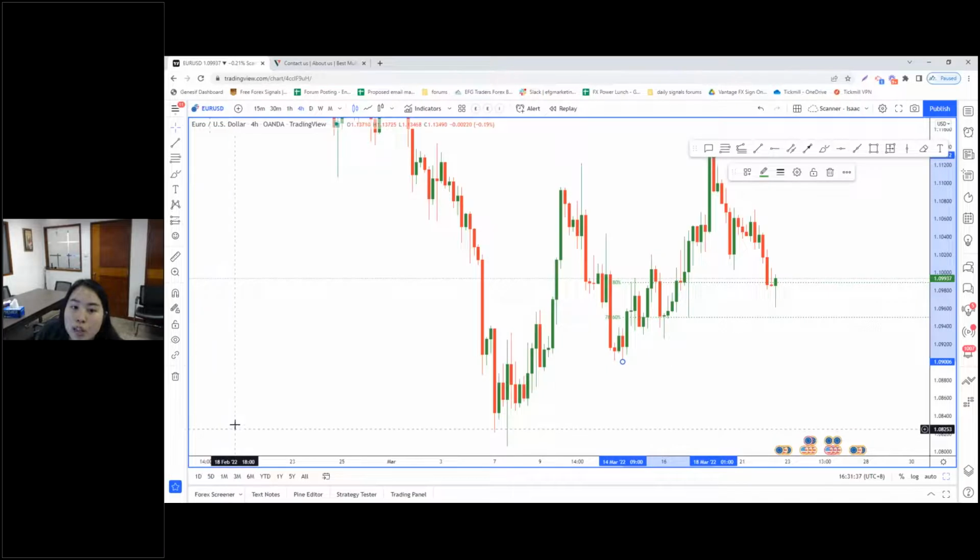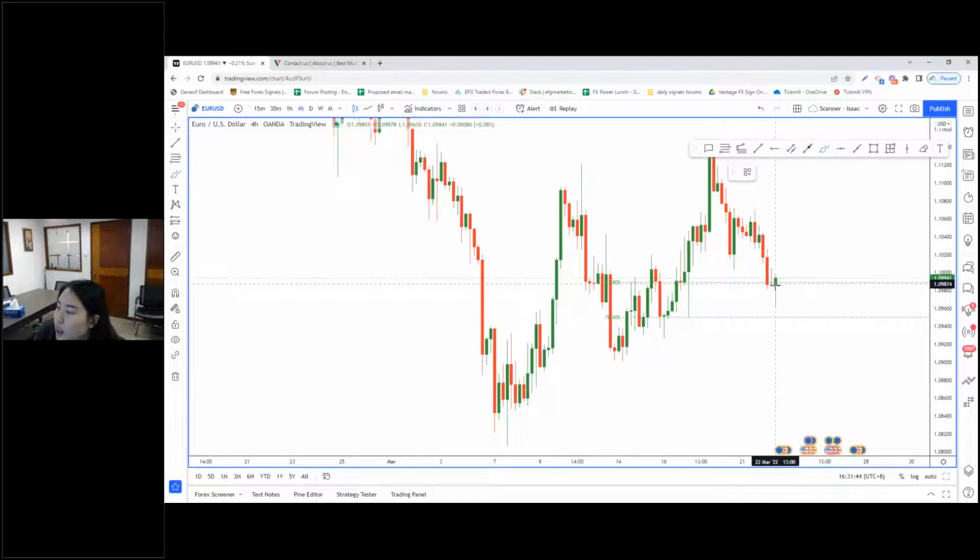I see a lot of you answering 78.6. I would say 61.8 is still kind of relevant. Why I would say it's kind of relevant is because I do still see a lot of rejection going on here. So it may be a possibility that price is just coming here and then shooting up. I don't know yet for sure. But right now it doesn't look like a very strong breakout. You know what I mean?